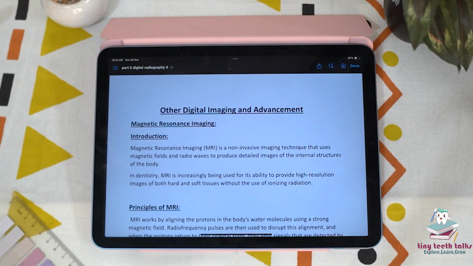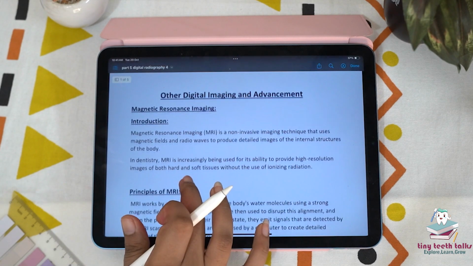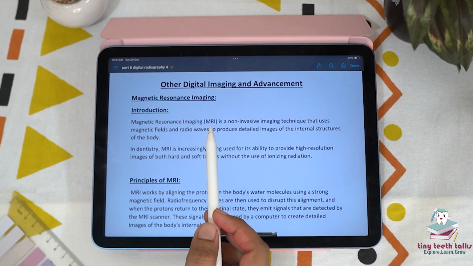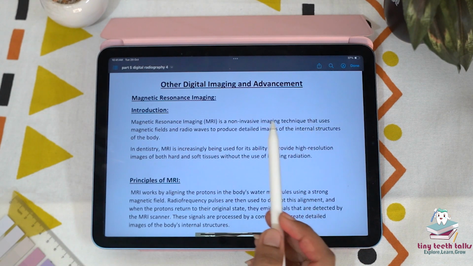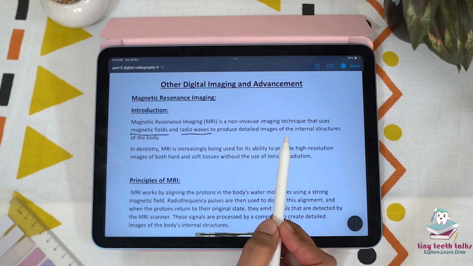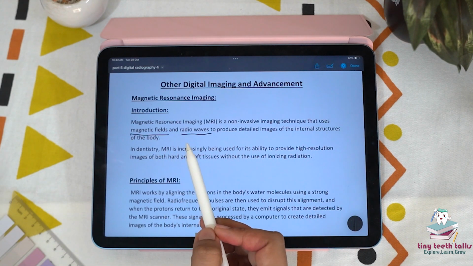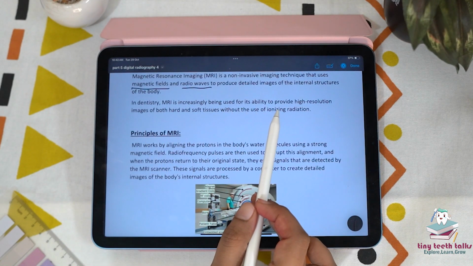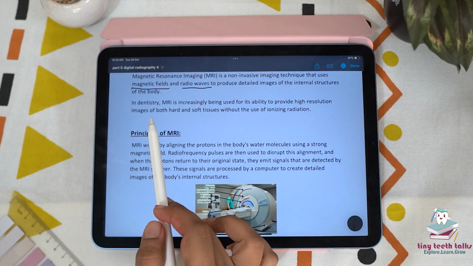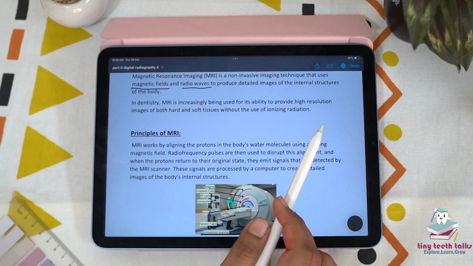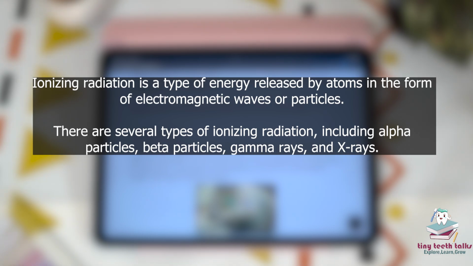Today we will cover other digital imaging with advancement in radiography. First, MRI, magnetic resonance imaging. Magnetic resonance imaging is a non-invasive imaging technique that uses magnetic fields and radio waves to produce detailed images of the internal structure of the body. In dentistry, MRI is increasingly being used for its ability to provide high resolution images for both hard and soft tissue without the use of ionizing radiation, without the use of X-rays and gamma rays.